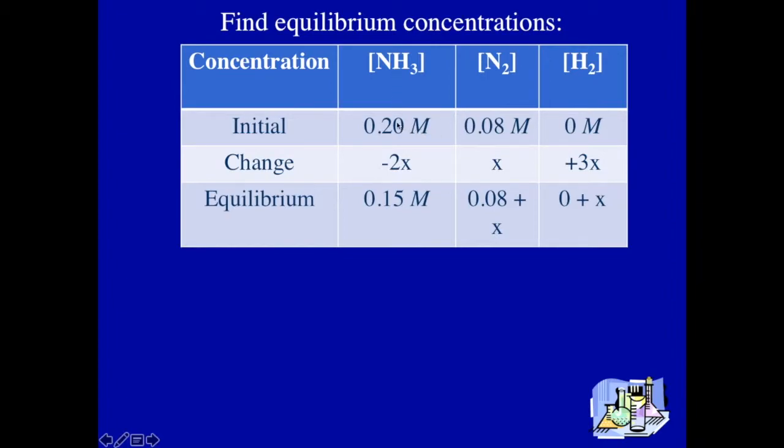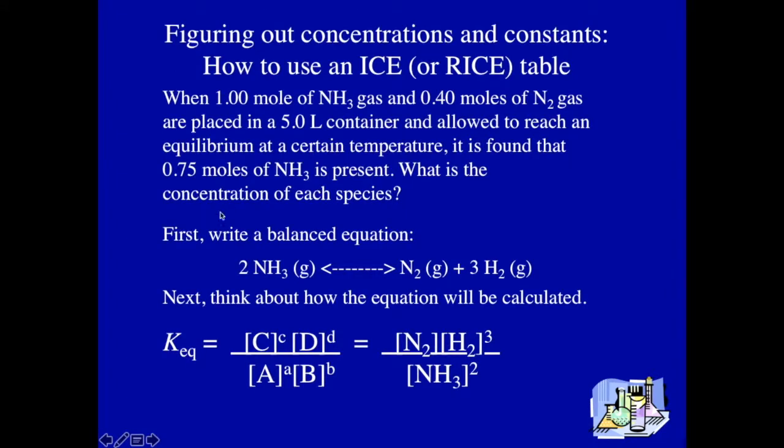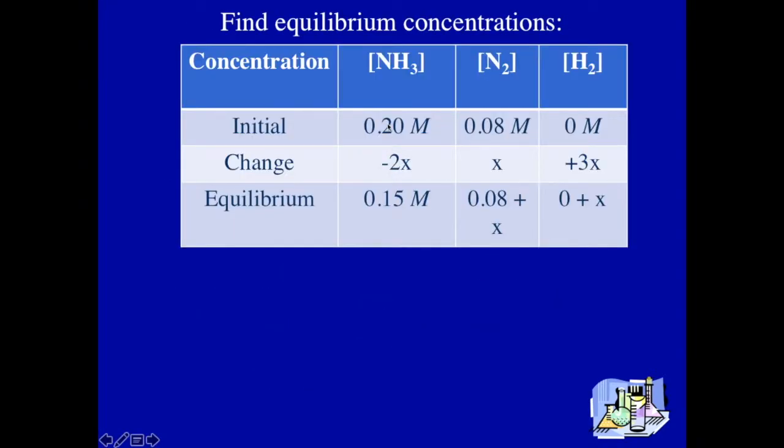Now, the changes: for every 2 moles of ammonia that decompose, 1 mole of nitrogen and 3 moles of hydrogen are produced. This comes directly from my original equation. When 2 moles of ammonia decompose, I make 1 mole of nitrogen and 3 moles of hydrogen. Now, I was given the answer that 0.75 moles of ammonia remain at the end when the system has reached equilibrium. 0.75 in 5 liters means 0.15 in 1 liter.